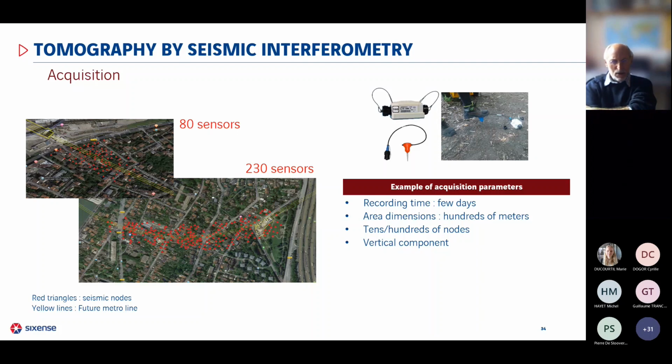And here, in both cases, the aim was to image the subsoil down to about 70, 80 meters maximum. In both cases, by the way, the aim was to image the soil along the future route of a tunnel boring machine. So the sensors, as we see here, follow the future route of the tunnel boring machine, in yellow.